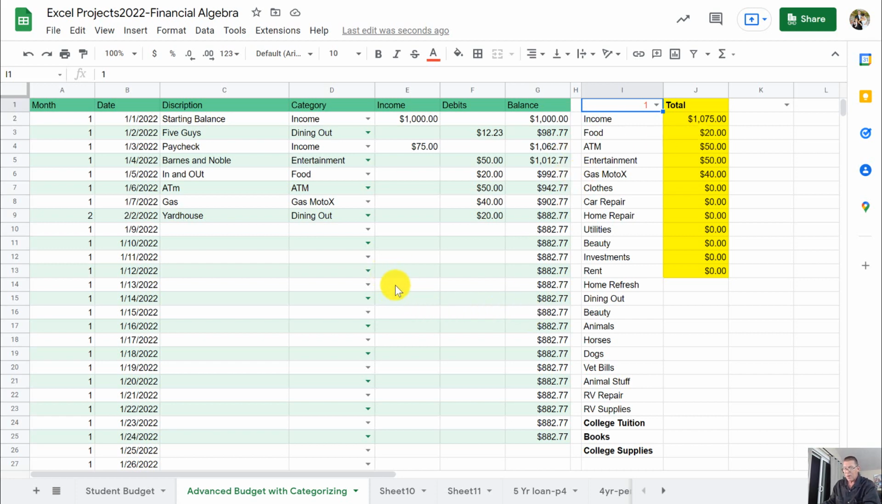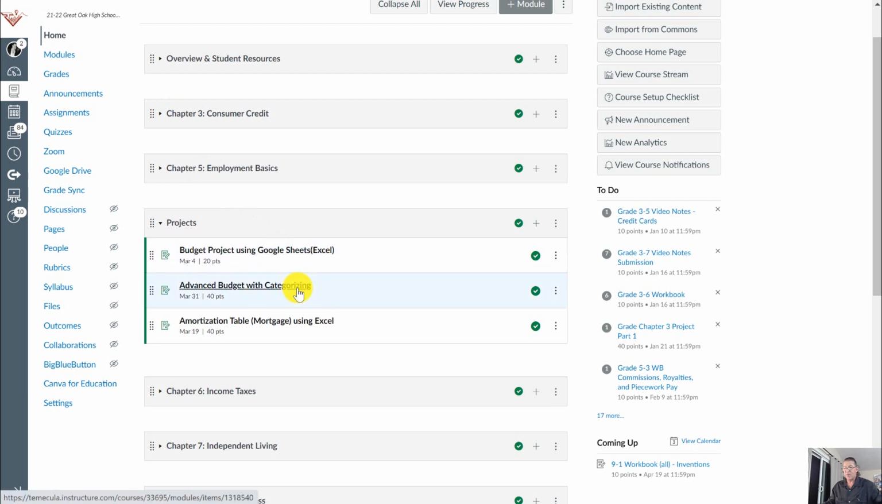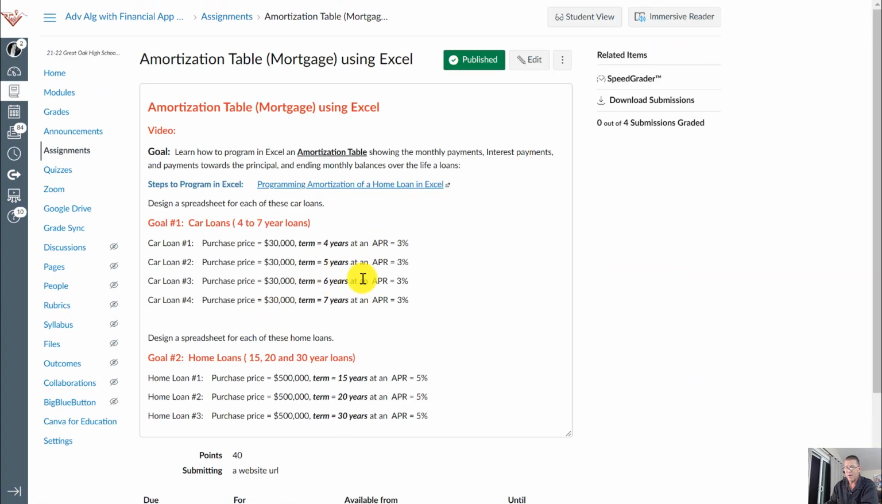Now we're going to continue our study from Chapter 7. We just finished testing in Chapter 7, so what we need to do is learn how to design an amortization table using Excel. Like, how do you calculate a car payment or a home mortgage in Excel, and how do you show that being paid month by month over the course of the loan? That's in your projects module in Canvas, so open this up right here.